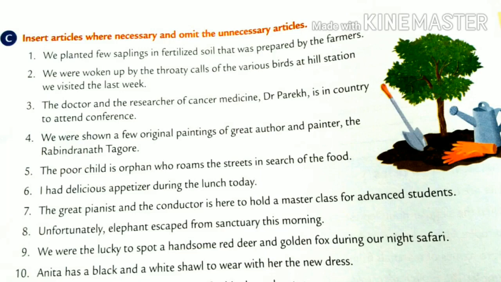Second sentence: we were woken up by the throaty calls of the various birds at hill station we visited the last week. As I told you, first we omit the unnecessary articles. We visited the last week. Before days, month or week, we should not use any articles. So we have to remove the word the. And you see, we have the word hill station. It is particularly mentioned, a definite article. So we have to add the before hill station. We were woken up by the throaty calls of the various birds at the hill station we visited last week.